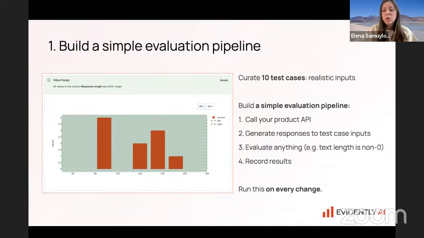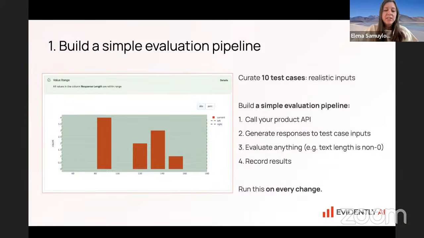You can build a very simple evaluation pipeline where you get these inputs and call your product API. I stress that you're not just calling the LLM: if you have the product API exposed for testing at the test stage, then you should call it, because it probably has something else, not just the prompt. Then you generate the responses, and you evaluate something in these responses, like text length, maybe detect that it's not 0, and then you record the result.